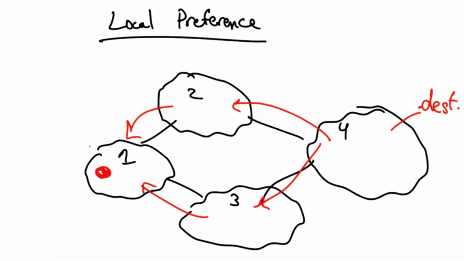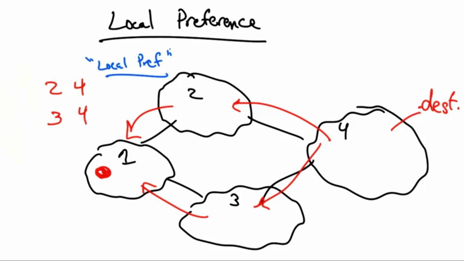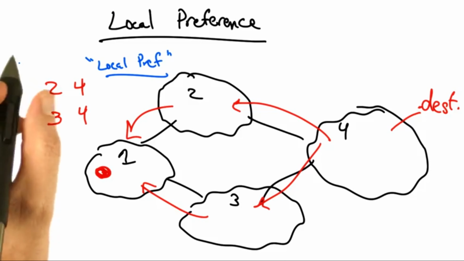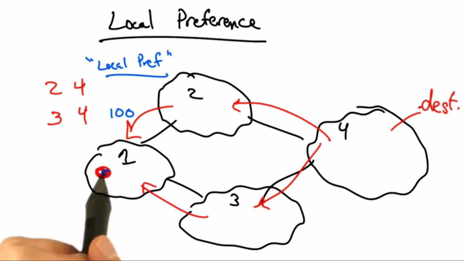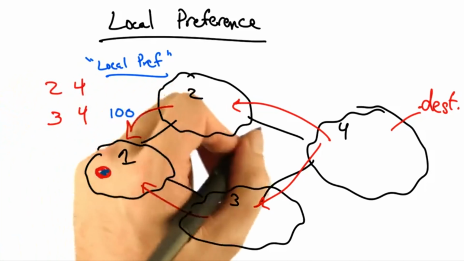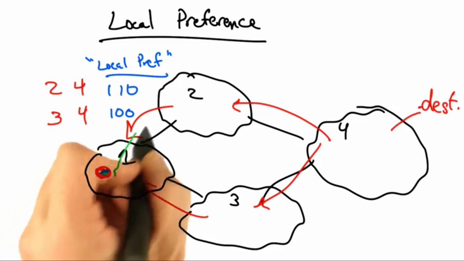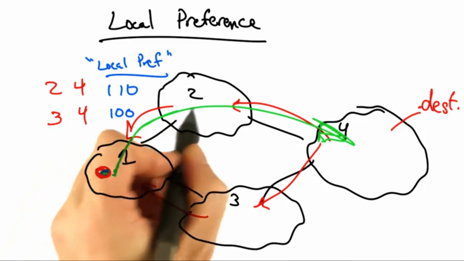Now, a router in AS1 might learn two routes to a destination, one via the AS path 2 4 and the other via the AS path 3 4. Local preference, or simply local pref, allows an operator to configure the router to assign different preference values to each of the routes that it learns. The default local preference value is 100. But if the operator prefers that this router select the path through AS2, it can configure the router to set a higher local preference for that route, such as 110. This results in this router selecting the route through AS2 and sending traffic to the destination in AS4 via AS2.